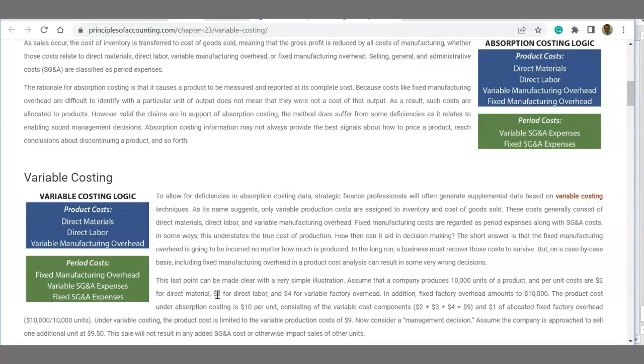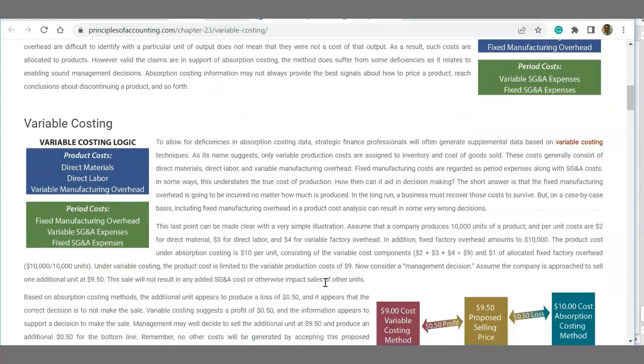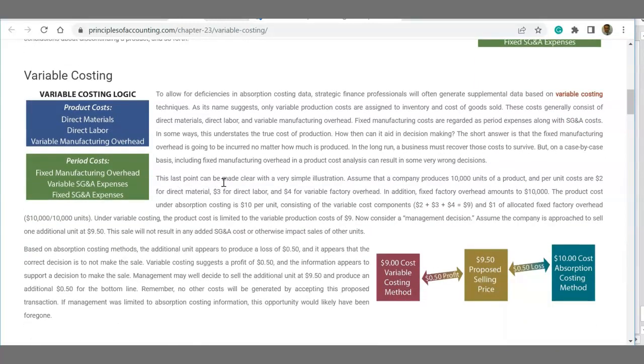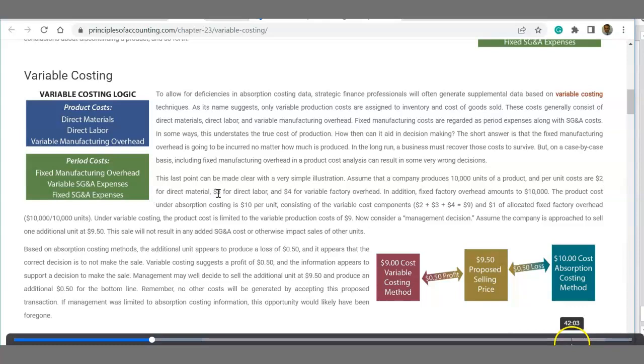So let's see if there is any example here. Okay, here is an example. Assume that the company produces 10,000 units of a product, and the per unit cost is $2 for direct material, $3 for direct labor, $4 for variable factory overhead. So 2 plus 3 plus 4. In addition, the fixed factory overhead amount is $10,000.